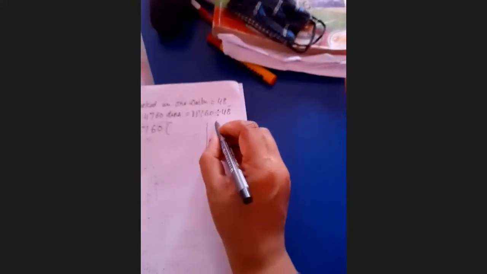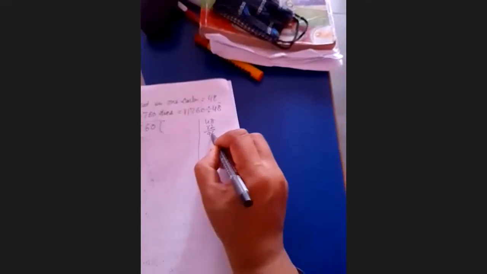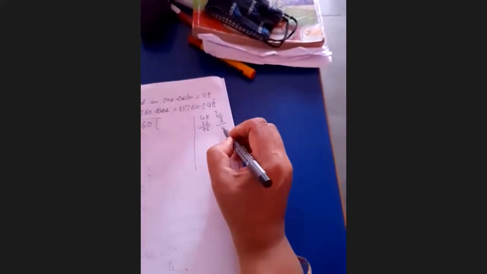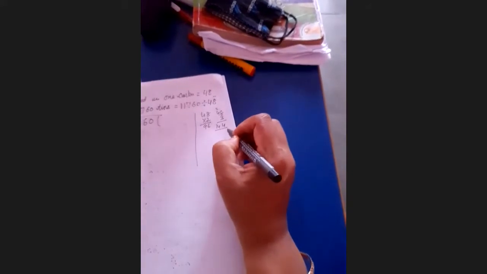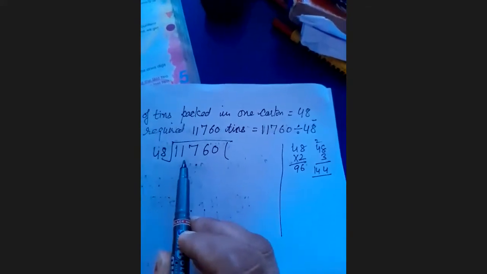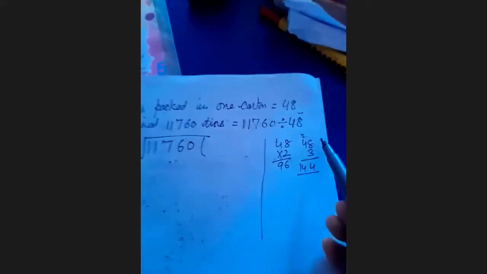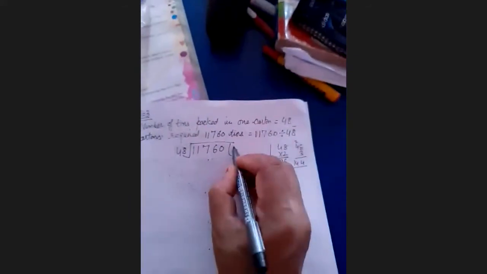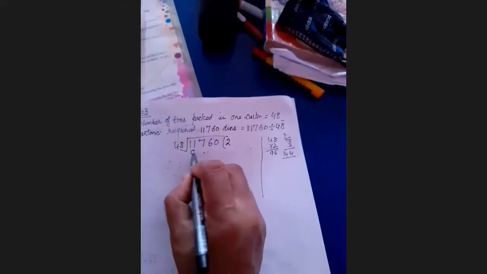Yes, friends. Now on the rough side, we will multiply 48 by 2, that is 96. And 48 multiplied by 3, 144. And the first number which we consider to divide is 117. But 48 3s are 144. So students, in the first step, we will divide by 2. 48 2s are 96.